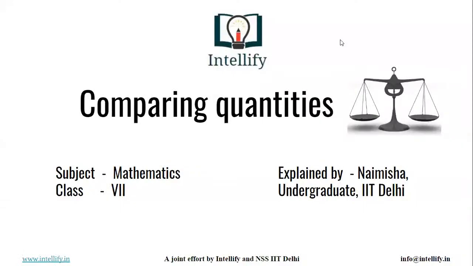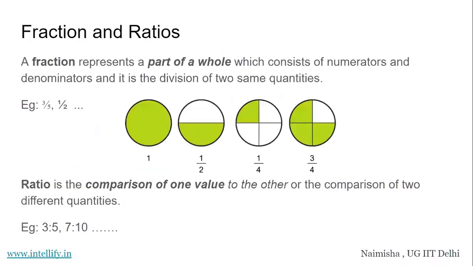Hello guys, in this video we are going to discuss the chapter Comparing Quantities of Class 8 Mathematics. First, let's discuss fractions and ratios. A fraction is something which represents a part of a whole. It consists of a numerator and a denominator. It is the division of two same quantities.